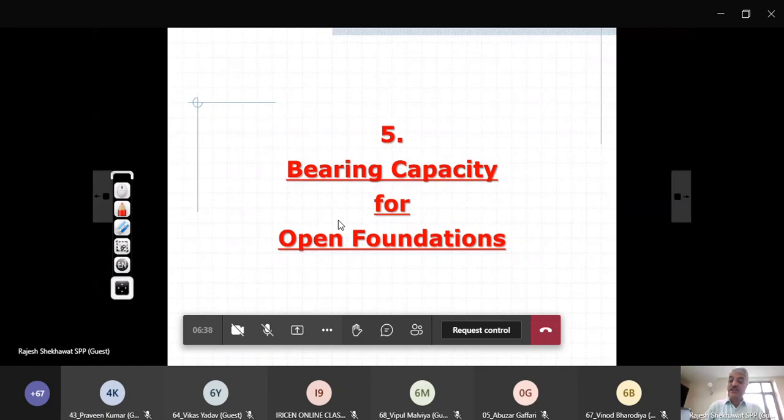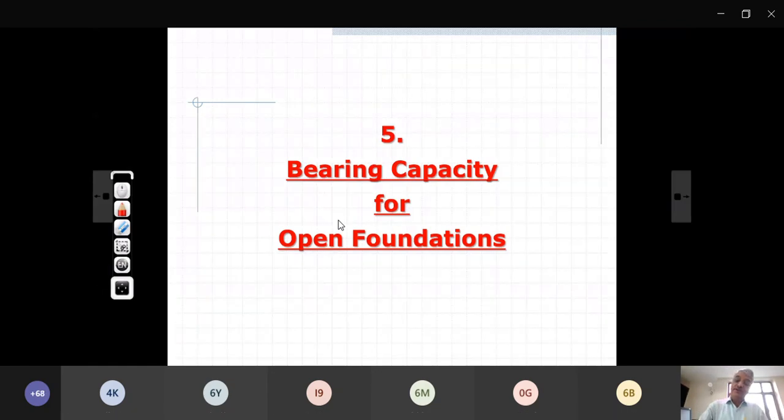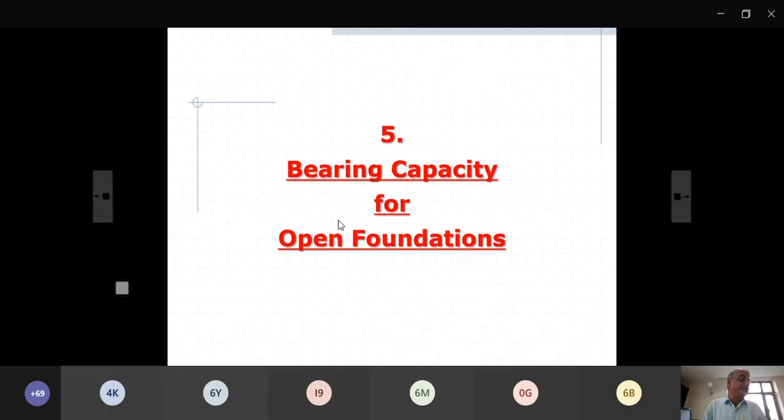We have seen what our substructure code says, which is also the general philosophy, that for open foundations we have to check for two conditions. What are those conditions? Safe bearing pressure and safe bearing capacity, that is one. Second, from the settlement point of view. From both, whichever is the lower value will be the allowable bearing pressure.